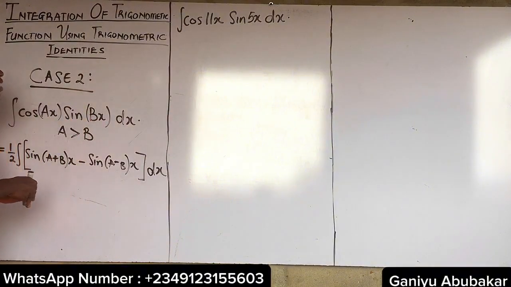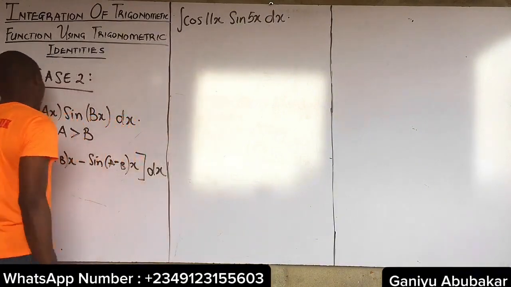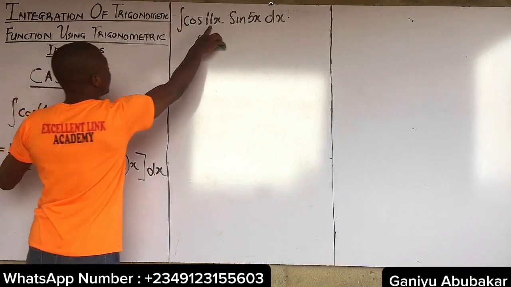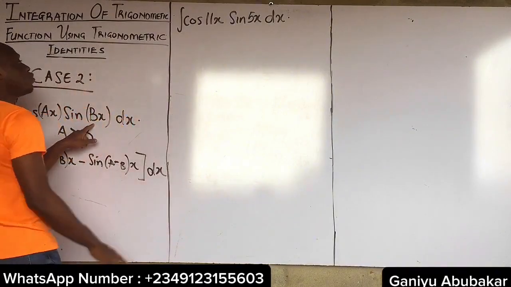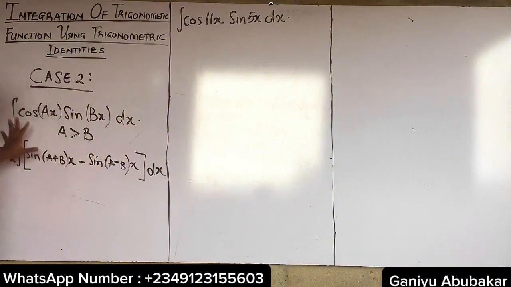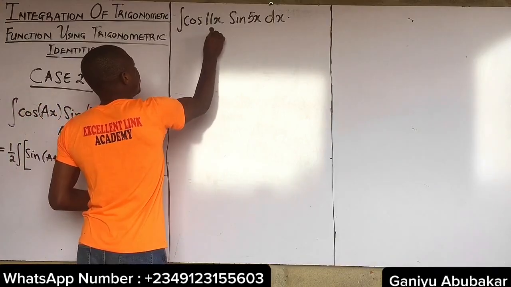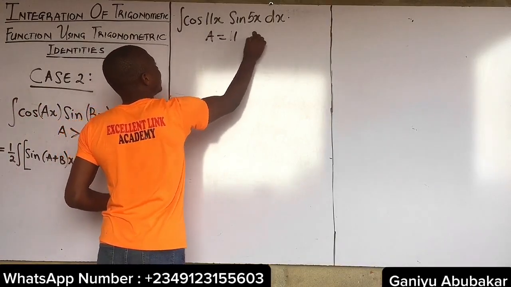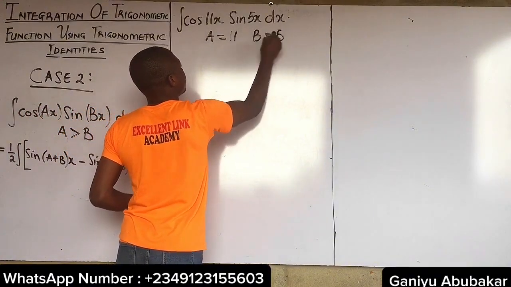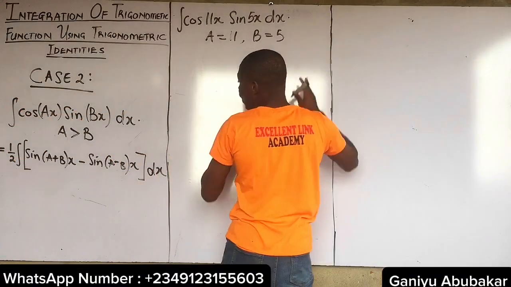Of course, observe that this is cos, sine. Observe that a, which is 11 here, is bigger than b, which is 5 here. So I can apply this technique. First, let's get a. A is 11, and b is 5. No problem. All right, so if I want to solve this one now, I need to recall this.